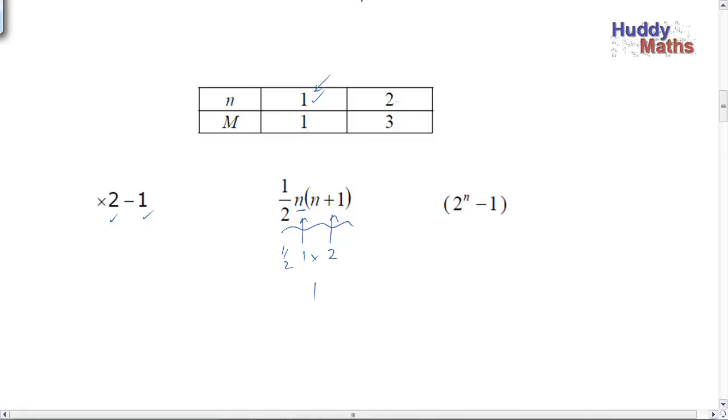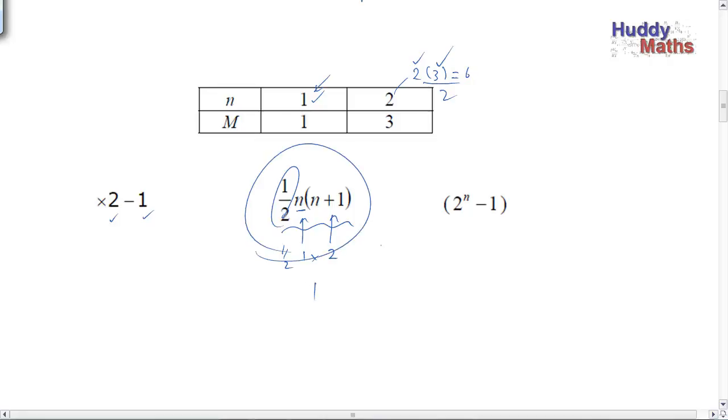Let's do it for this one. Does it work for this one? What is n? N is 2, and then 2 plus 1 is 3, which is 6, and then halve it. Yeah, it does work. In other words, multiply the number by 1 more than the number, and then halve the whole thing. That's what this is saying.